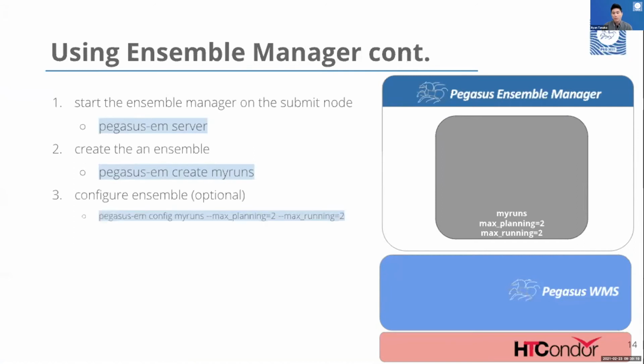Next, you can optionally configure max planning and max running just by using the command pegasus-em config myruns, and then you set these integer values. So in this example, we've done that right here.